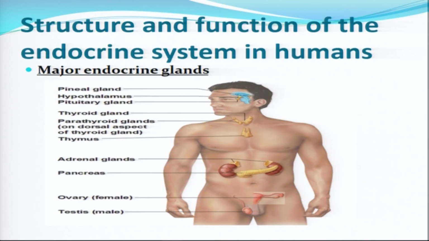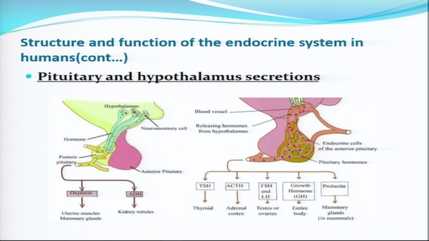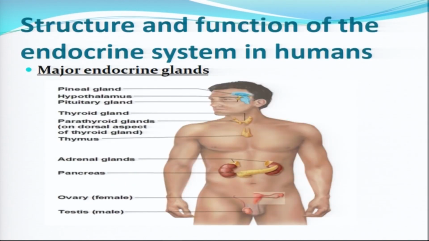Now, you can see on the screen the different major endocrine glands. We have the pineal gland, which is located in what? In the brain. That pineal gland secretes the hormone called melatonin. We have also the hypothalamus and the pituitary gland. Those are endocrine glands, but those three, they are located in what?